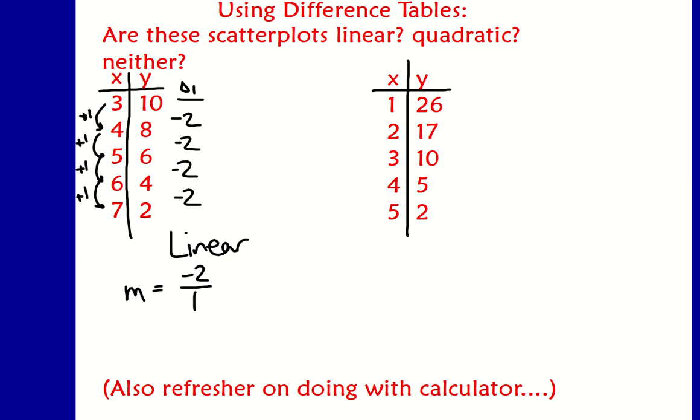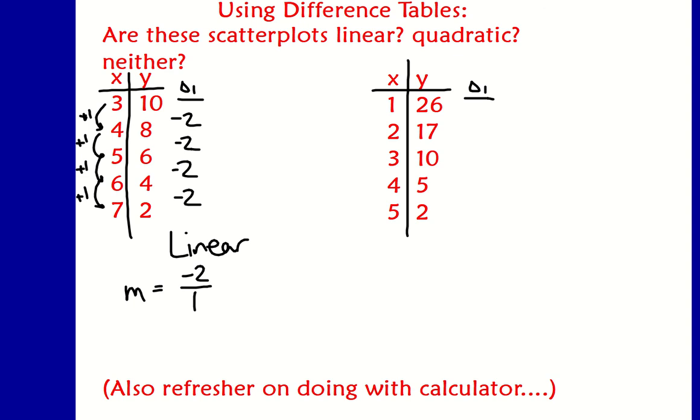If I wanted to find the exact equation, I could find the y-intercept, or I could type this into my calculator and calculate the linear regression, which should have an r-squared value of 1, because this would be a perfect linear fit. However, in the case of this second example, if I make my difference table, I'm going to have something more interesting pop up here.